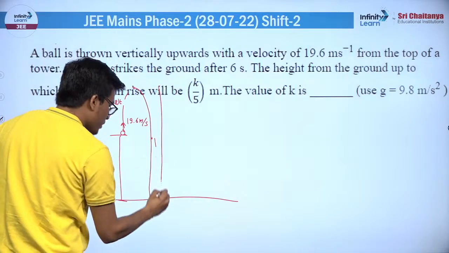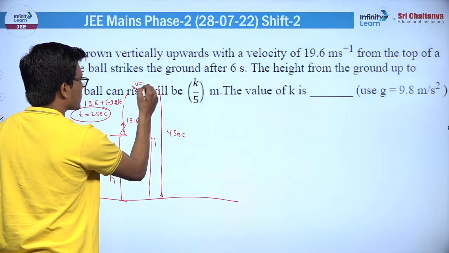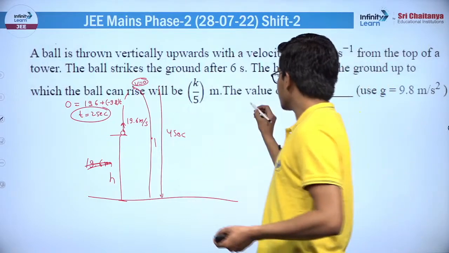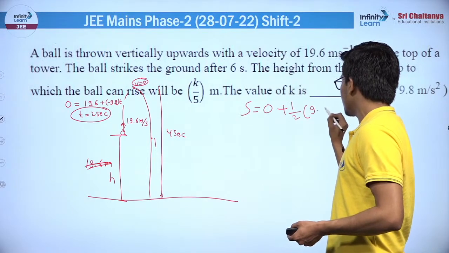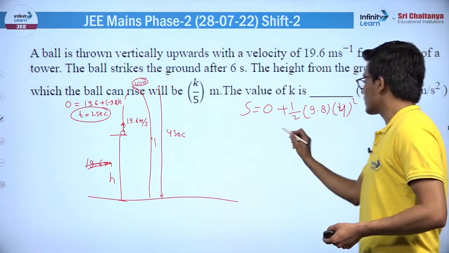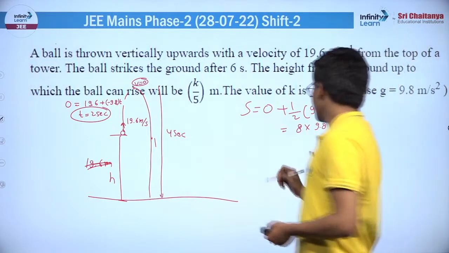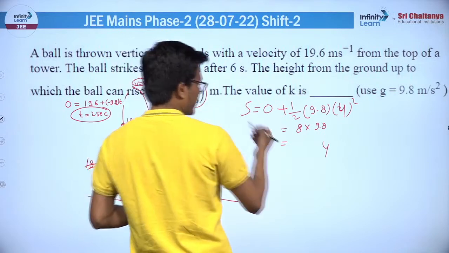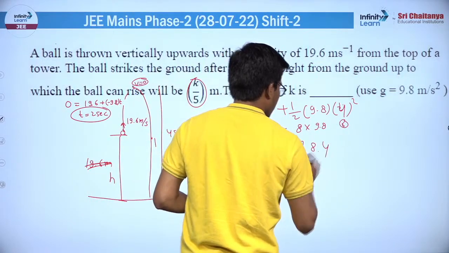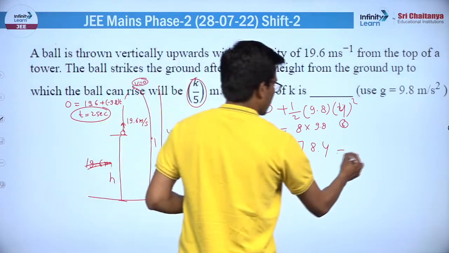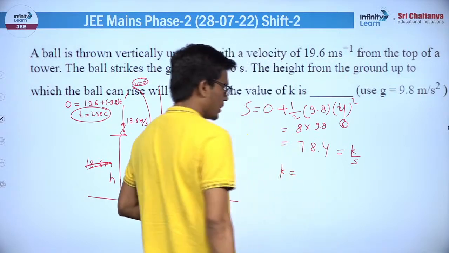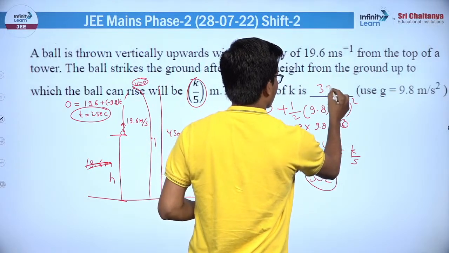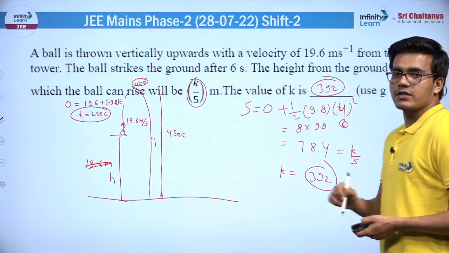So I can say that from here to here the time taken is 4 seconds, and here the speed is 0. If a particle is released, how much distance will it travel after 4 seconds? So S equals ut plus half a t square, with t as 4. So it is 8 times 9.8. You have g as 9.8, and it is given in terms of K by 5, so you can find K. The value of K should be 392, because the height is 78.4 meter.